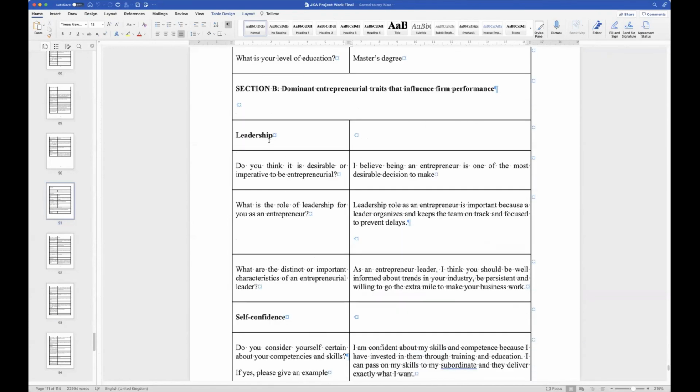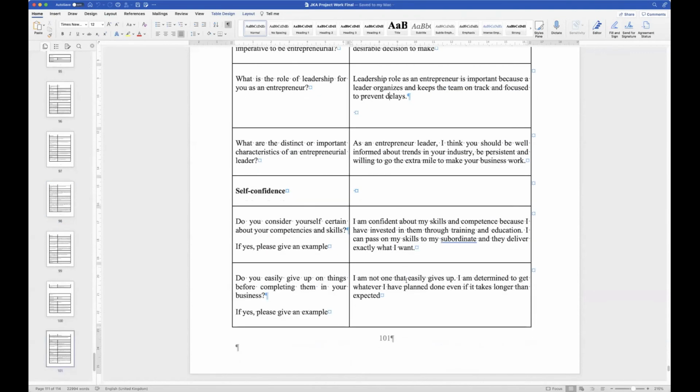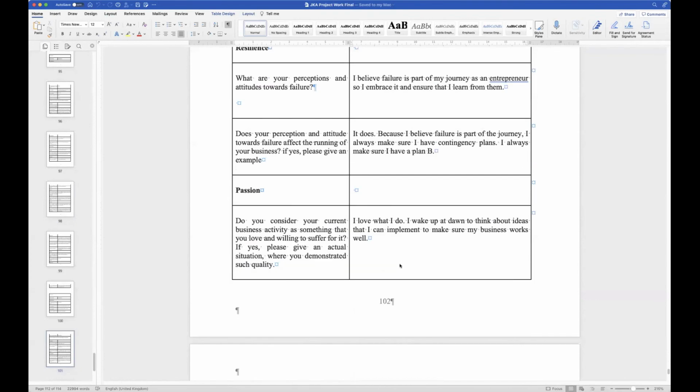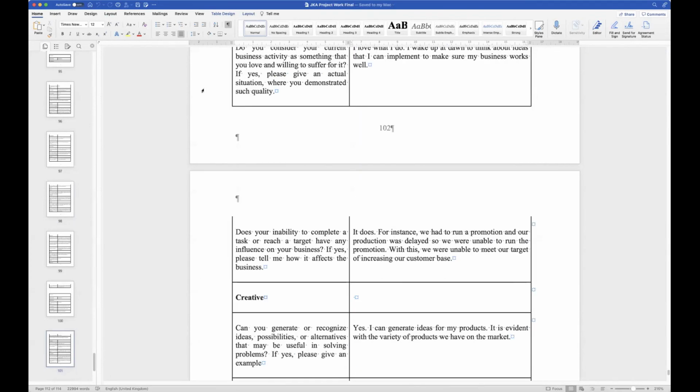So look at the leadership questions. This is what the answers came from. These are self-confidence questions, and these are the answers that came from self-confidence. So they put them at the back. She analyzes in the main work, but she's showing that she was actually on the field.